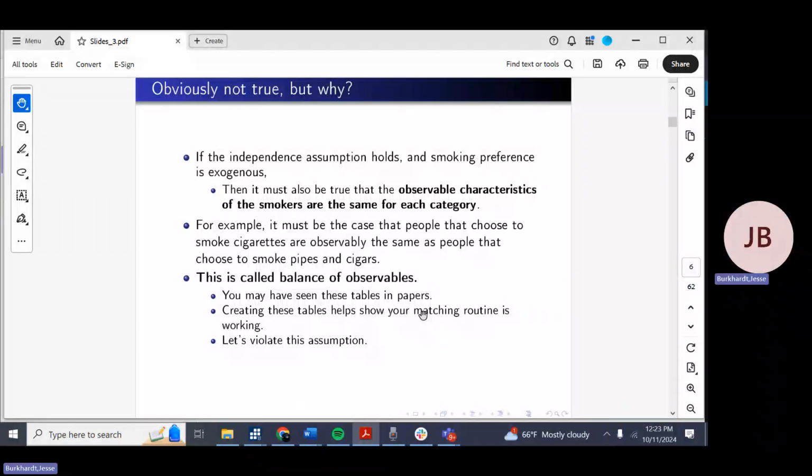You may have seen these tables in papers. We create these tables to help show your matching routine is working. Actually, we usually create these tables prior to doing any sort of matching. We would usually create the tables in the pre-treatment period to say how similar the treatment and control groups are. And if we find differences across observables, then that's when we start thinking we need to control for those things.